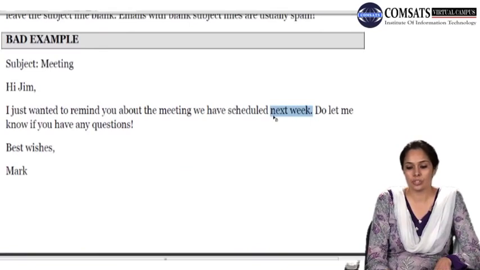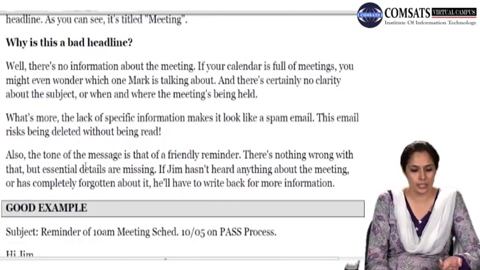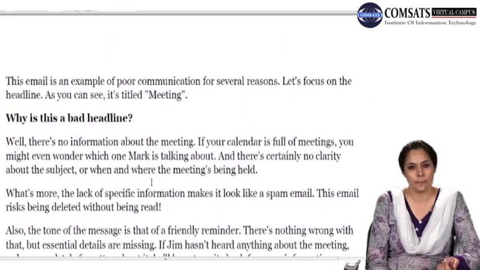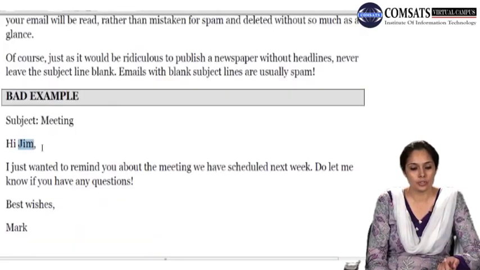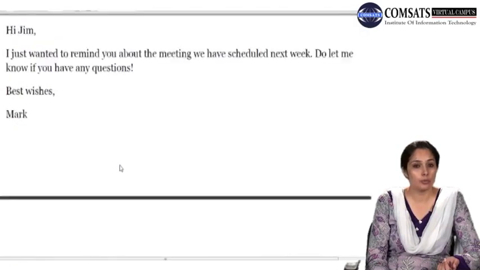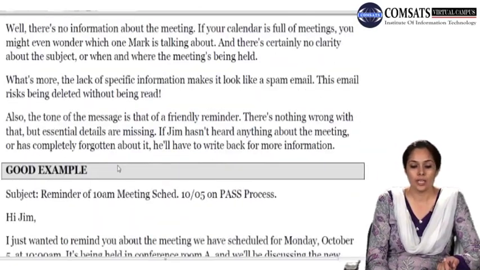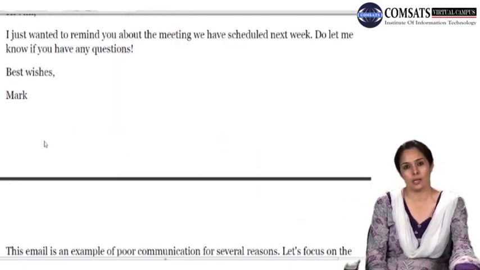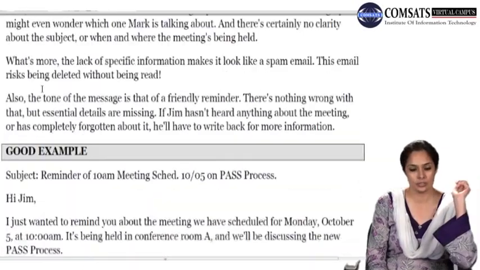Now, lack of specific information is highlighted here. Next week, what time is the meeting, when, where, we have absolutely no idea. And also, the tone of the message is that of a friendly reminder. There's nothing wrong with that, but essential details are missing. If Jim hasn't heard anything about the meeting or has completely forgotten about it, he'll have to write back for more information, asking which meeting you are talking about. And they haven't given any contact information, or calling to ask would of course be a lot easier.